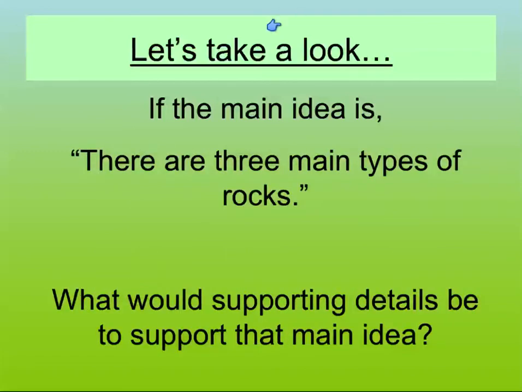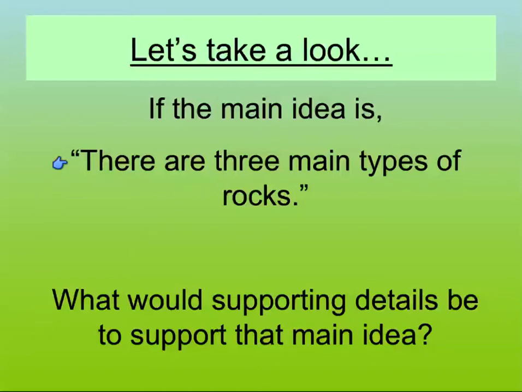All right, one more. And you might be learning about this in science. If so, you might know. If you don't know, that's okay. But let's think about this one. If the main idea is there are three main types of rocks. There are three main types of rocks. What would the supporting details be to support that main idea? Remember, this might be the first sentence of your paragraph. What would be the supporting details? Go ahead and pause the recording. Think about it and then press play again.